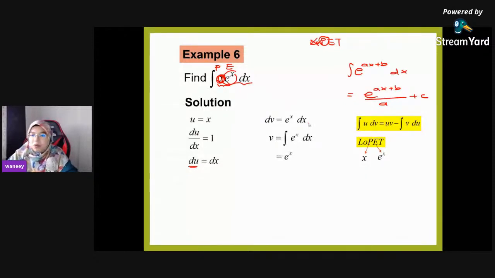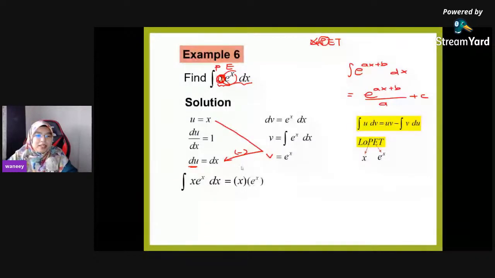And then we're going to use the formula: u times v minus v times du. So u times v minus the integral of v du. So we're going to write it into the formula. So the integral of x e^x dx will become u times v, so u v, minus the integral of v first. So v is e^x, du is dx.